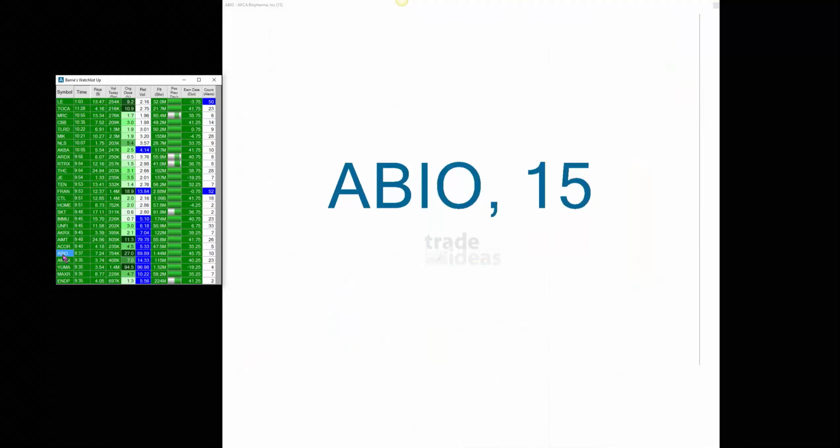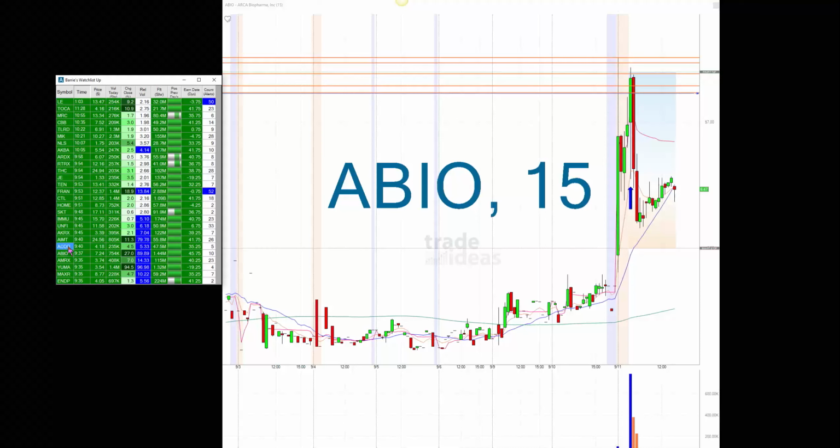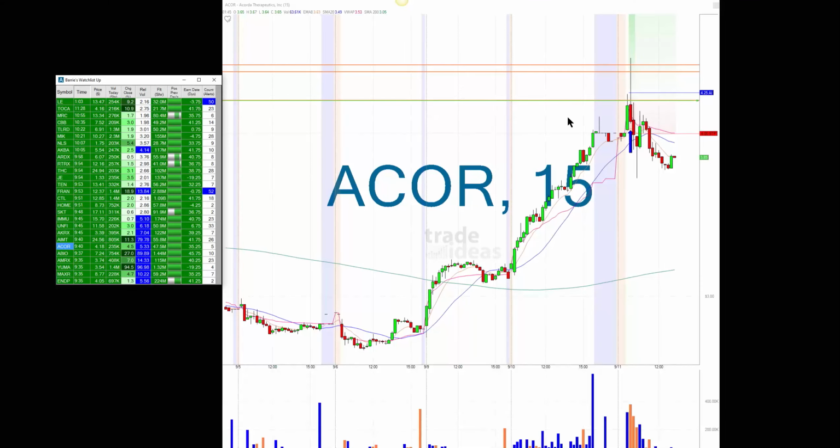I don't think A-Bio did anything, but I don't want to go through all of them. But the bottom line is Acor was another one that I did take very quickly at 420. It zoomed up to 446 before it pulled back. I mean, these are just great percentage moves and plenty of volume. You can get in and out, but you got to be paying attention.